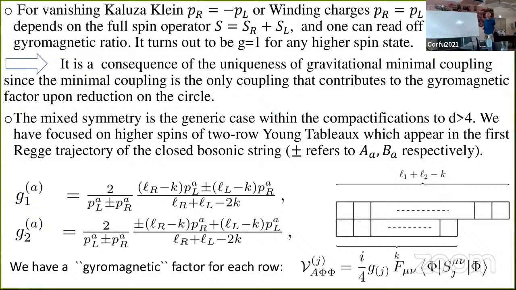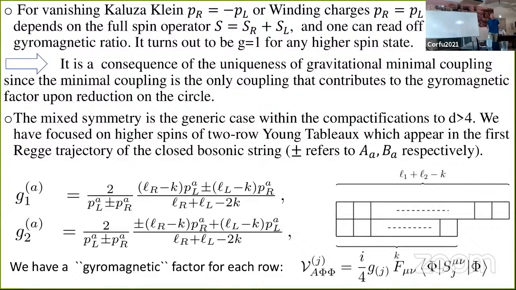Okay, one can also prove that in the case of the Kaluza-Klein, there is also a relation to the uniqueness of gravitational minimal coupling. But then, having a general formula which is valid for any higher spin states, we have extended the calculation to an arbitrary higher spin state with a mixed symmetry. And in particular, we have considered a higher spin state associated to this Young tableau.